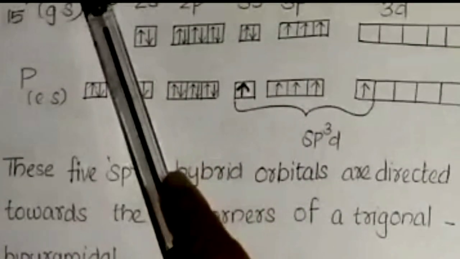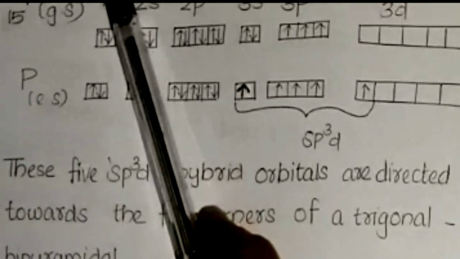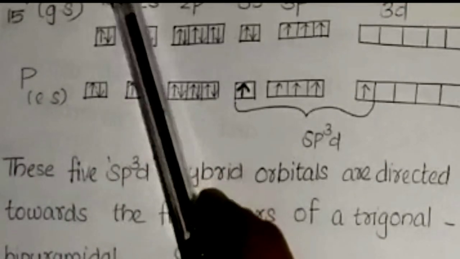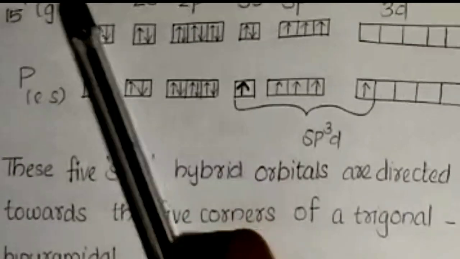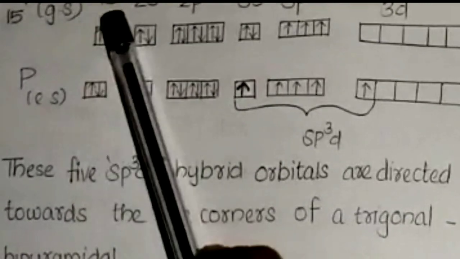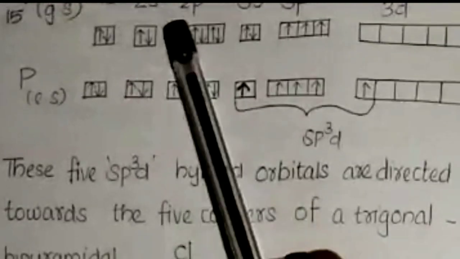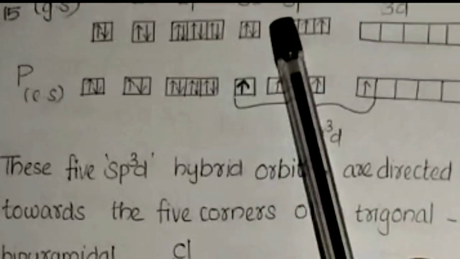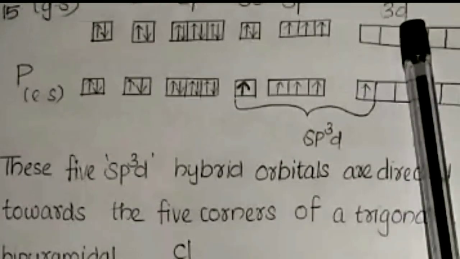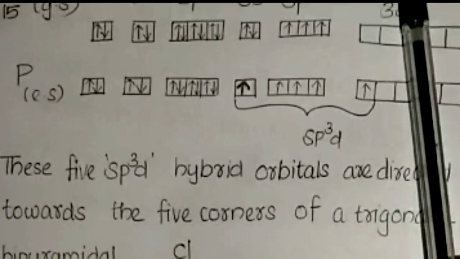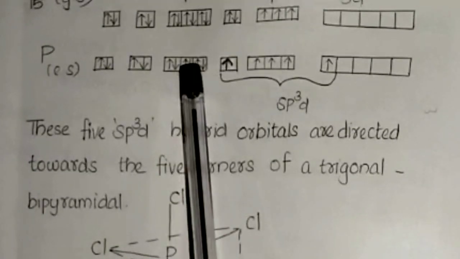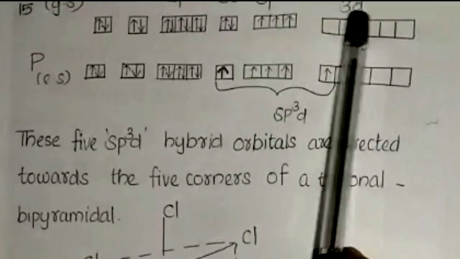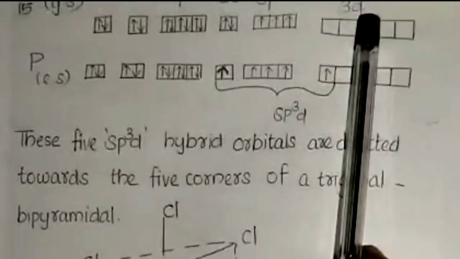Example, PCl5, phosphorus pentachloride. To find out the hybridization, first you should write the phosphorus ground state electronic configuration. Phosphorus has atomic number 15, and the electronic configuration is 1s2, 2s2, 2p6, 3s2, 3p3. Then the 3d level is there, but it has 0 electrons, so it is vacant. For the excited state, we don't need to draw the inner electronic configuration here. The outer subshells are 3s2, 3p3, 3d0.